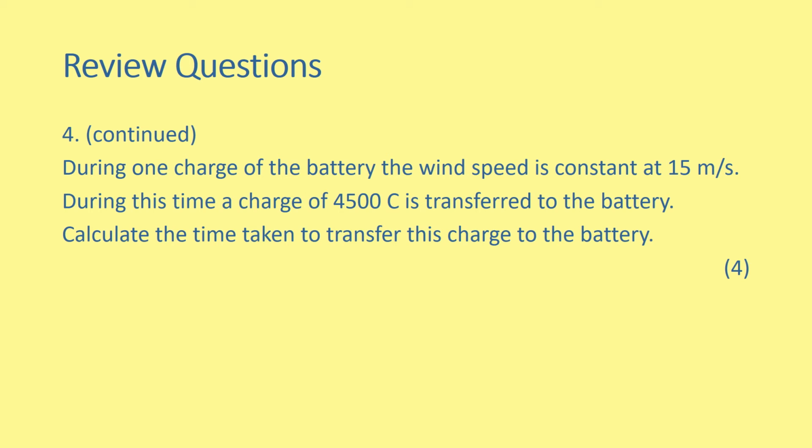So if we look back at the graph, you'll be able to see what the value of current is at 15 meters per second. Use this current with the charge of 4,500 coulombs in order to find the time taken. This is worth 4 marks. 1 mark is from extracting the information, and 3 marks is from carrying out the calculation.